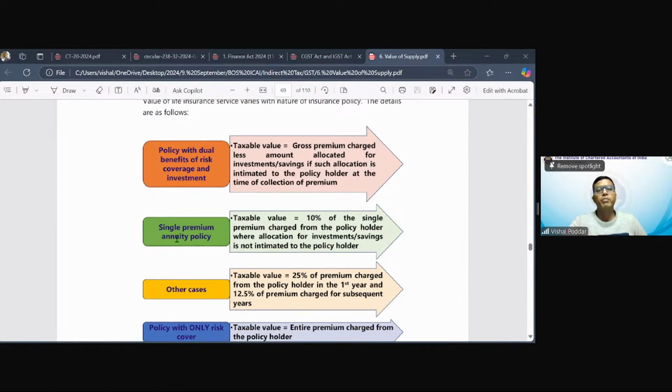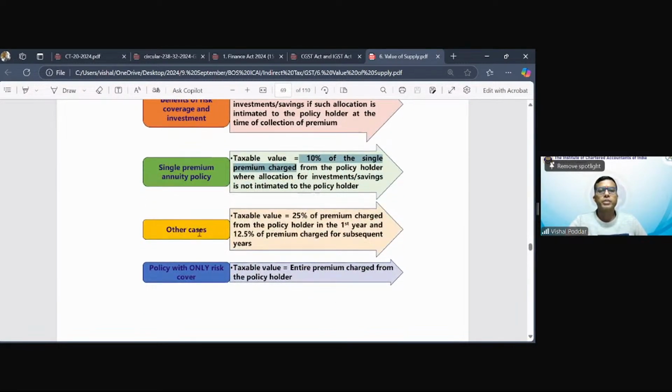Second is single premium annuity policy. What is a single premium annuity policy? You have to pay the premium only once. That is what is single premium. In this case, they assume that 10% of the premium charge is your value. That's it, because the balance is all going for investment.